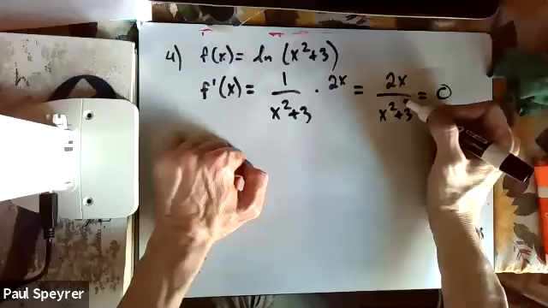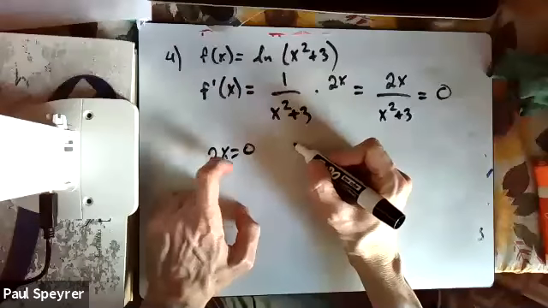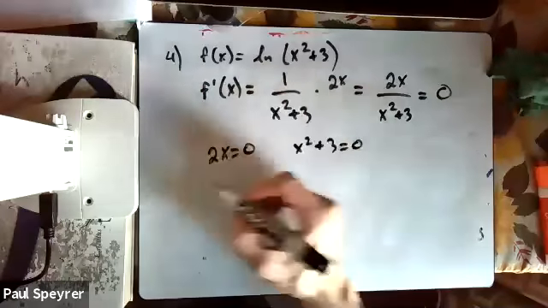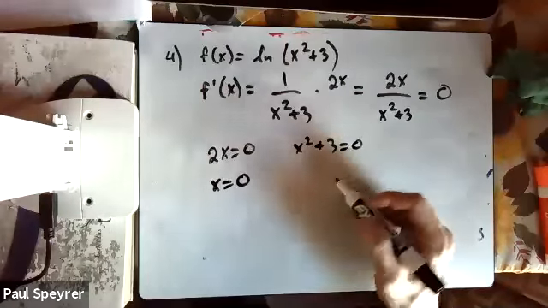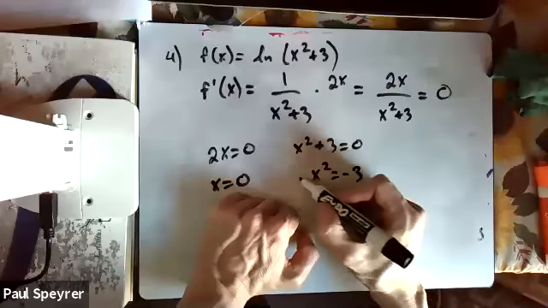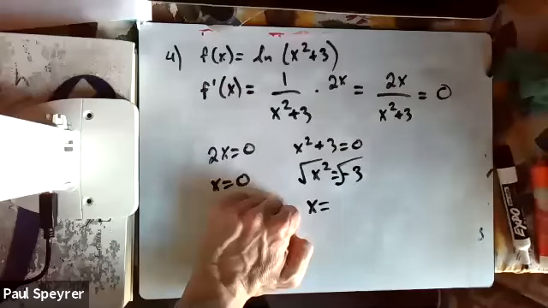Got a fraction again. What do we do? We set the numerator and the denominator to 0. So this is x equals 0. How do you solve this one? Well, you bring the 3 over, right? We get this. Then we take the square root of both sides. So we get x equals, this one's a little different, right?